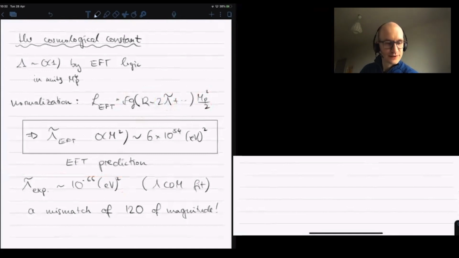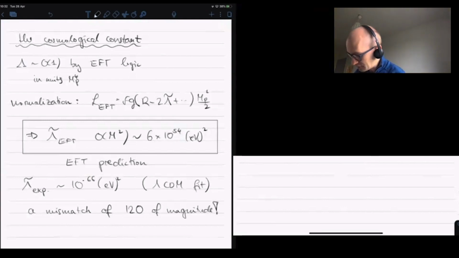Thanks for picking that up, though. And so that's a mismatch of 120 orders of magnitude, which is, of course, what is known as the cosmological constant problem.